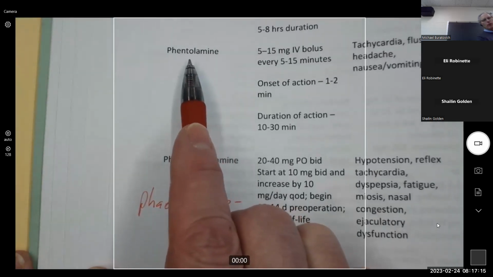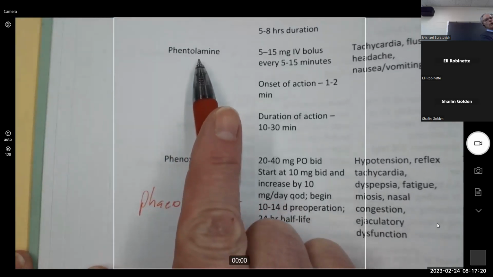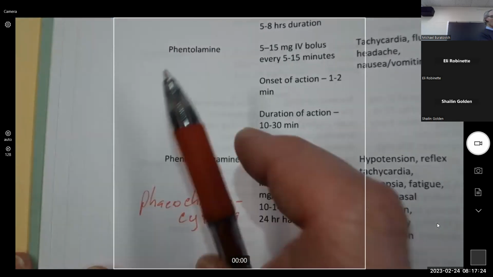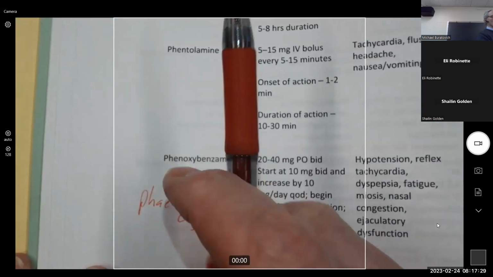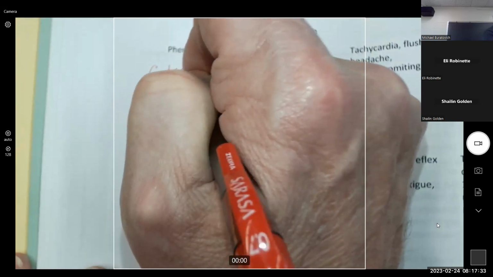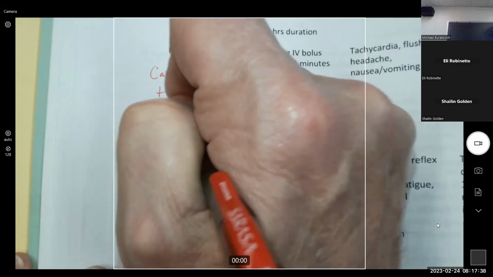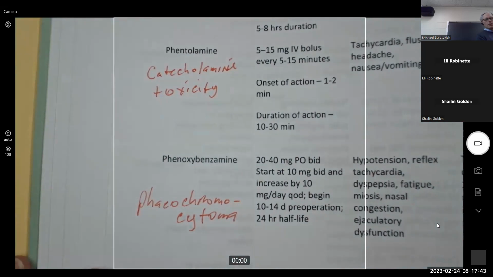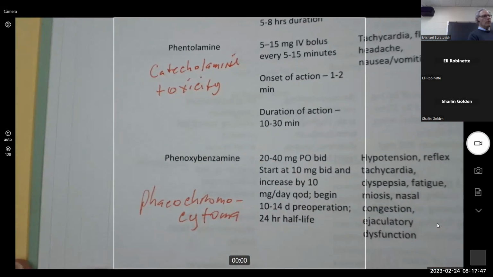This is particularly good for cocaine overdose. You don't want to use beta blockers for cocaine overdose because of a condition called coronary steal syndrome. This will not cause coronary steal syndrome. So this is also used to block catecholamines. So these, again, are some of those miscellaneous vasodilators.